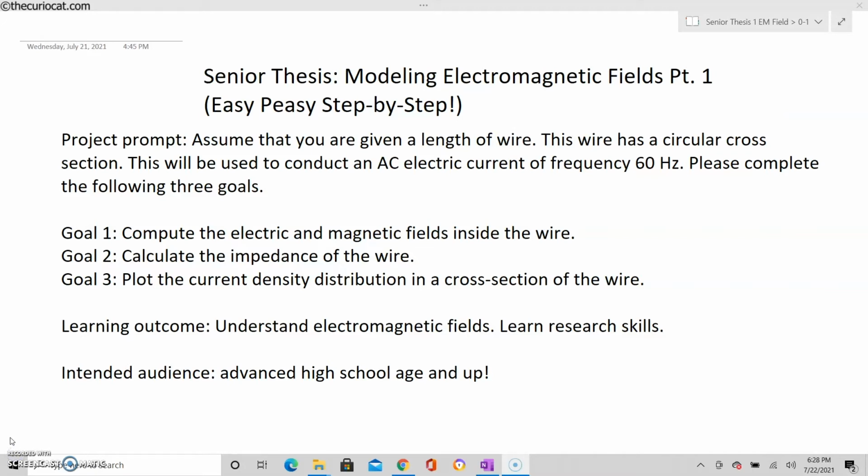Goal 3 is to plot the current density distribution in the cross-section of the wire, and we can do this plot using Python. The intended learning outcome is for students to have a better understanding of electromagnetic fields, and also for students to obtain some usable research skills. The intended audience is advanced high school kids and up, meaning that if you have at least some knowledge of calculus, then this video series will be accessible to you.